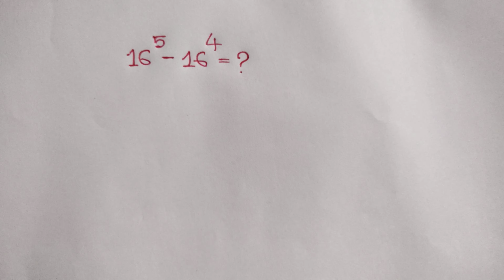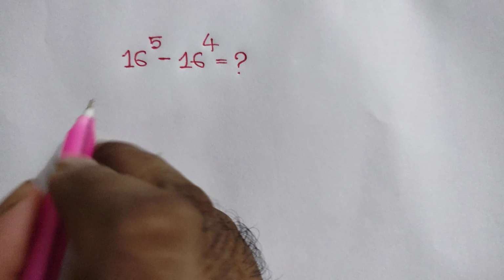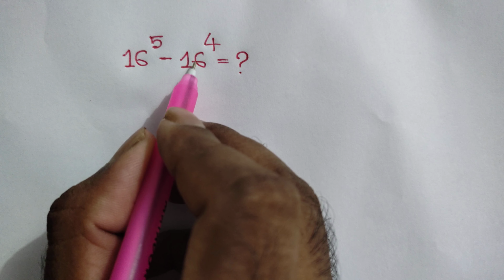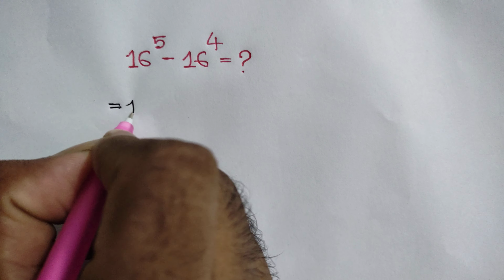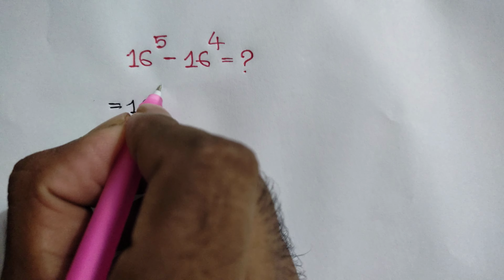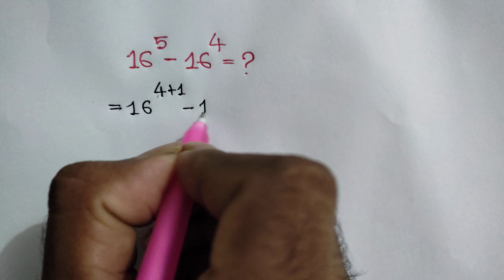In this video I am going to show how to simplify this math problem. Calculator not allowed. 16 to the power 5 minus 16 to the power 4 is equal to what? This is equal to 16 to the power, this 5 can be written as 4 plus 1, minus 16 to the power 4.